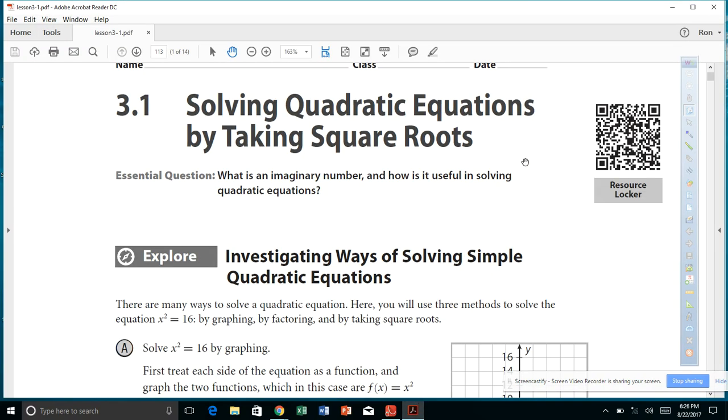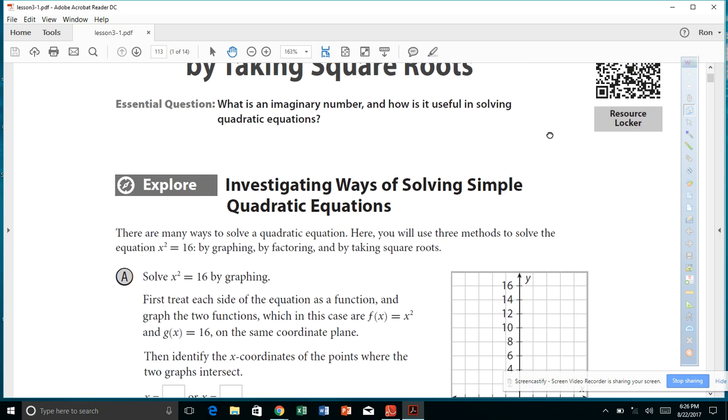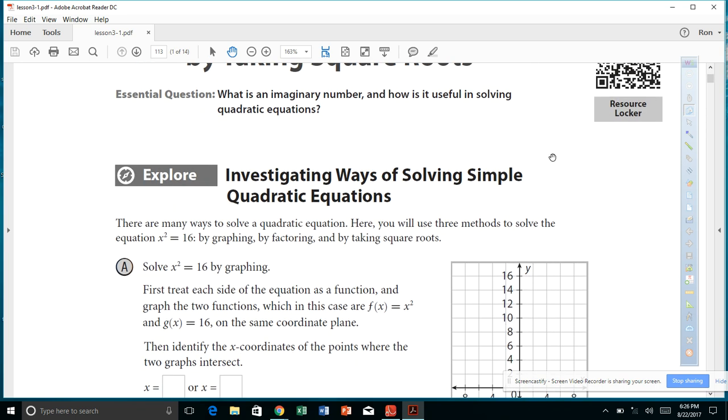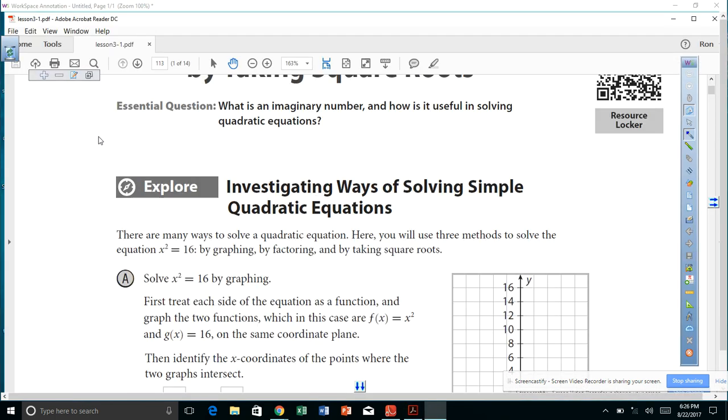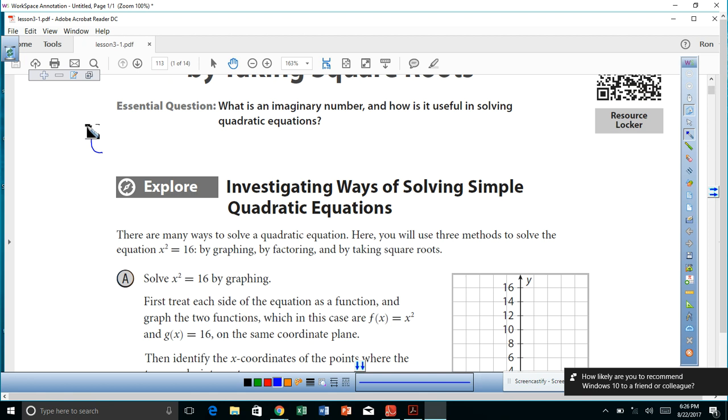Lesson 3.1, Solving Quadratic Equations by Taking Square Roots. What is an imaginary number and how is it useful in solving quadratic equations? Well, an imaginary number is i equals the square root of -1. How is it useful in solving quadratic equations?